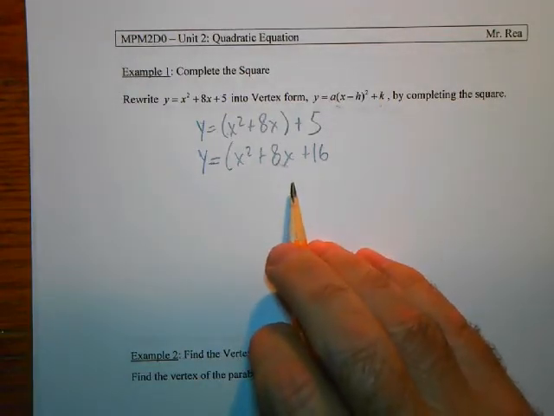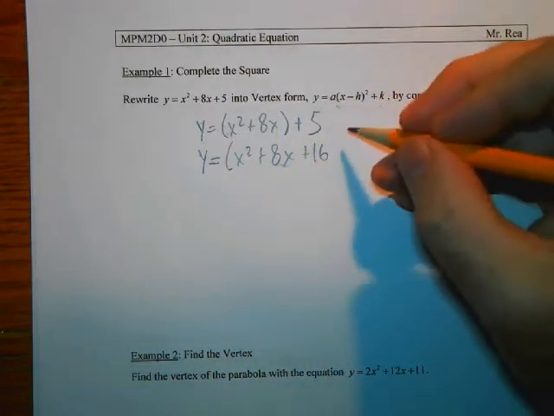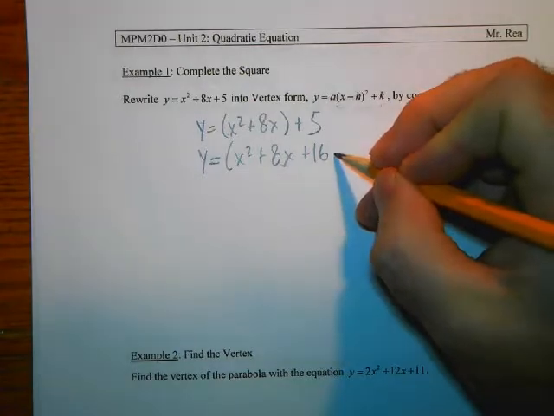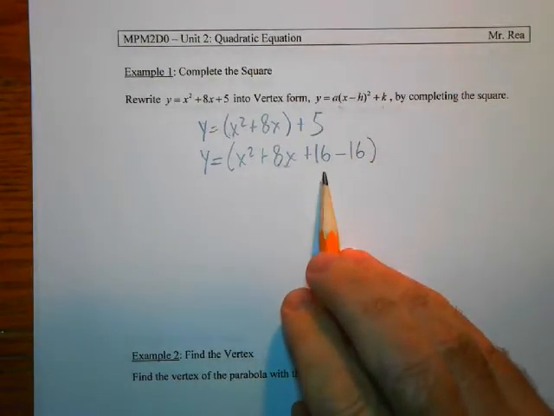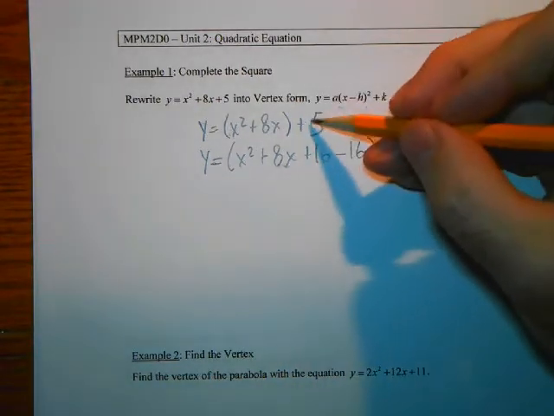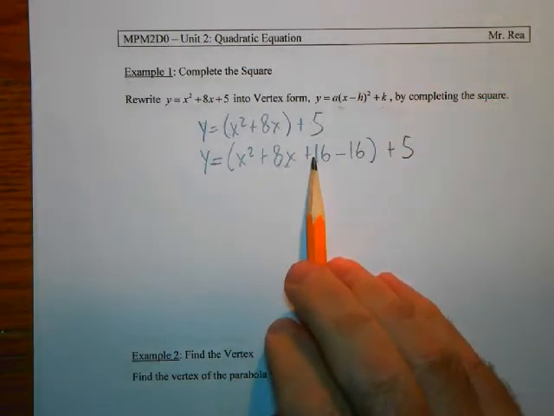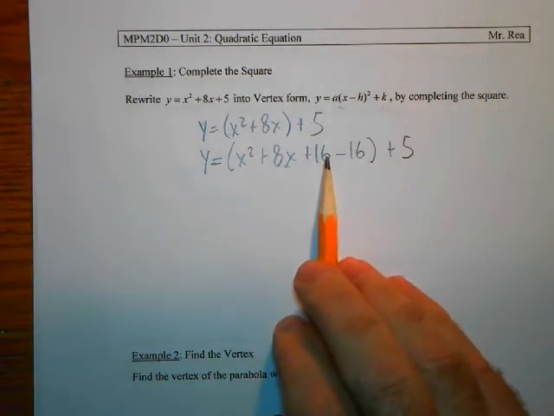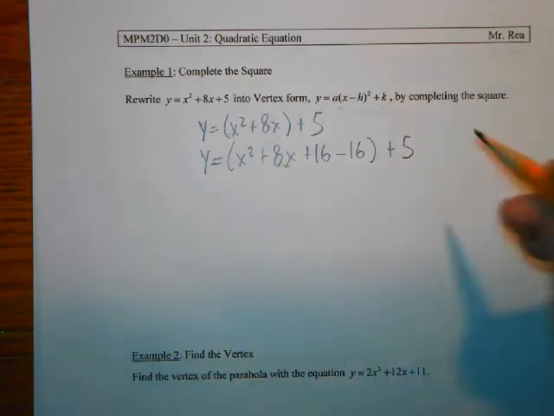Okay, now we can't just leave it that way because we've obviously changed the equation a lot. So inside the brackets, I'm going to put a minus 16 to correct what we just did there. And you'll see how we clean that up in the next step. And the plus 5, still outside the brackets. So all we really did in this step is add 16, subtract 16, because 16 was the term that makes this a perfect square trinomial.